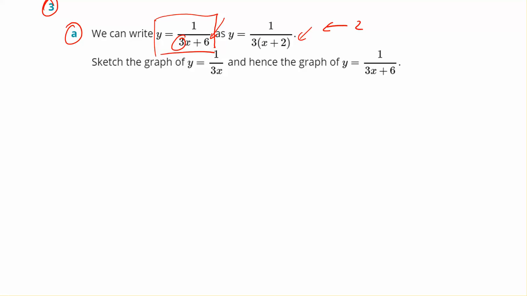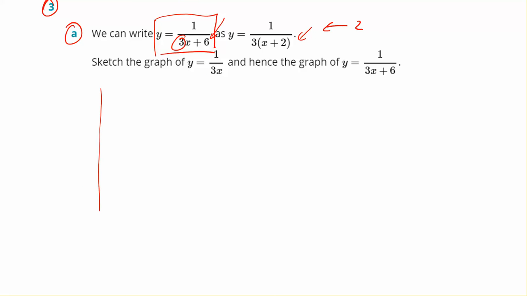and we reveal that the true transformation is that the graph has moved 2 to the left. That's really important because remember our first step to drawing a hyperbola is always to draw the asymptotes. And if you don't know where the graph has moved, then you can't draw the asymptotes correctly. So we want to sketch the graph of 1 on 3x first.